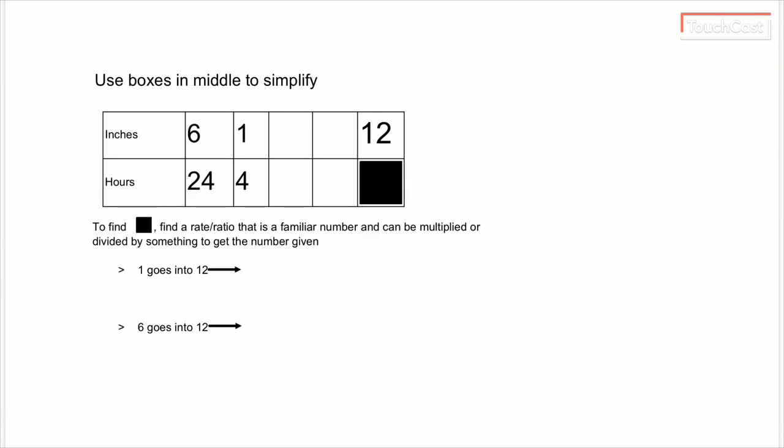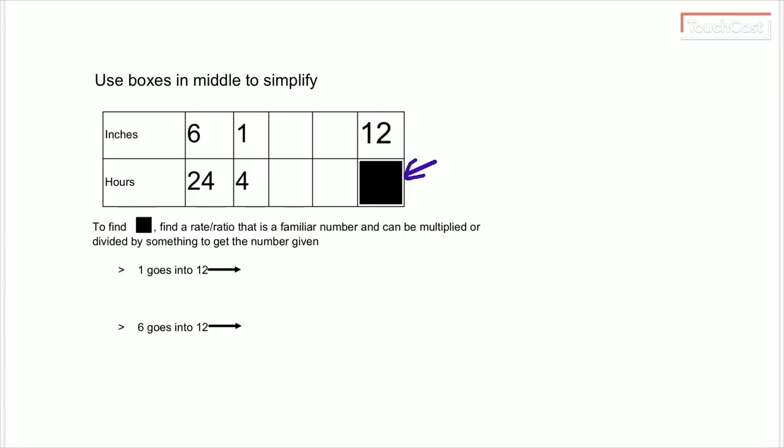Here's another example to help illustrate the point that I was making before. If something travels 6 inches every 24 hours, then we can simplify that using the boxes in the middle of the table in order to make the numbers more familiar. Our goal is to figure out what number goes in that box.